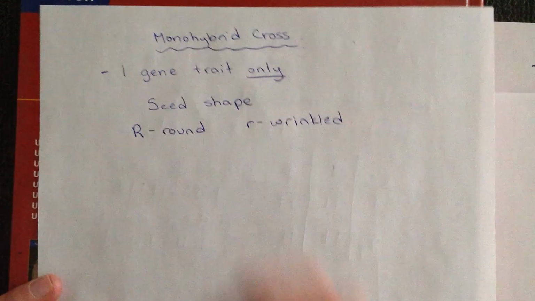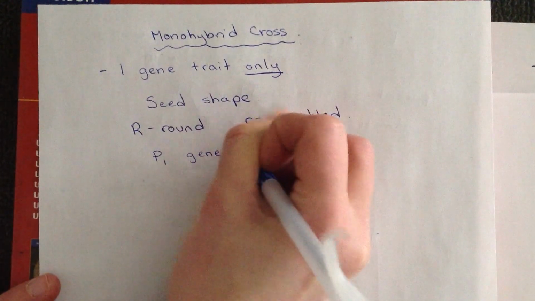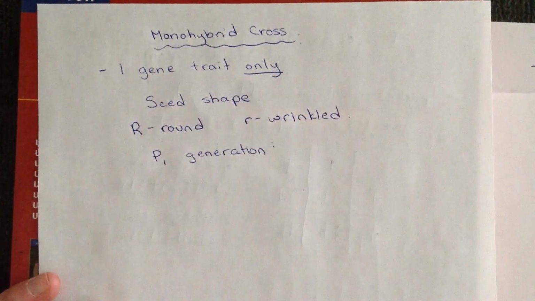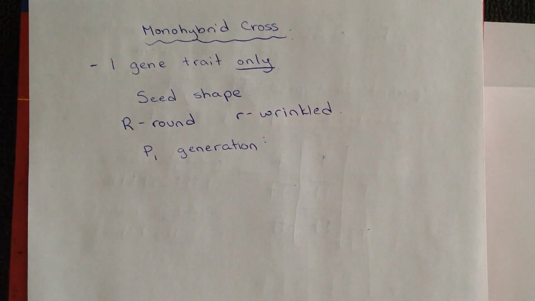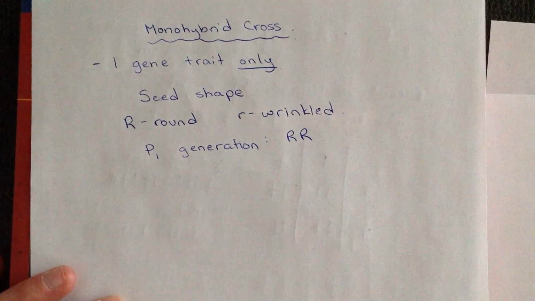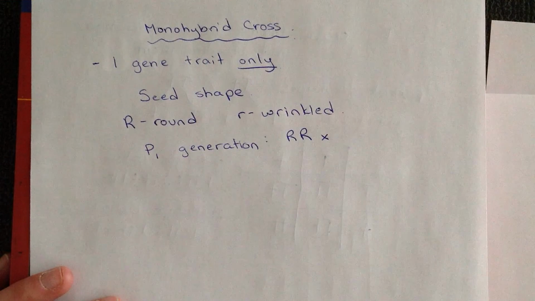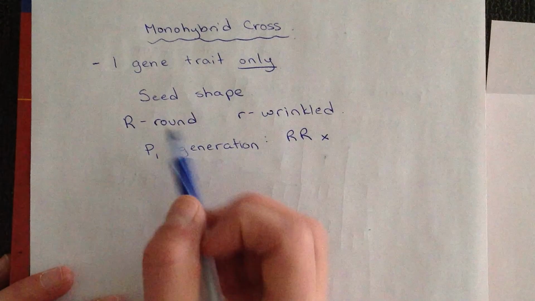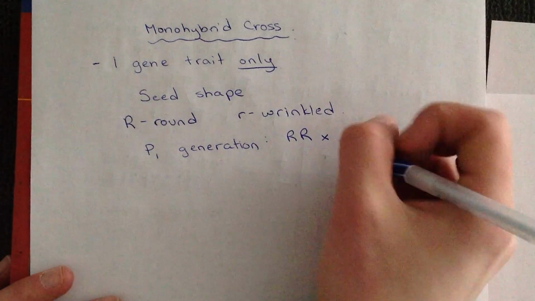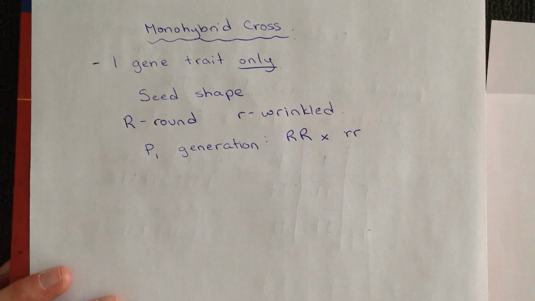So for our P1 generation, we're going to only look at the parents. So we're going to take a big R. What kind of plant would this show up as? What look does it have? What's the phenotype of this parent? A round pea plant, times a little r. So that's a wrinkled little pea plant. Wrinkly. Those are the ones that go into the frozen bags.